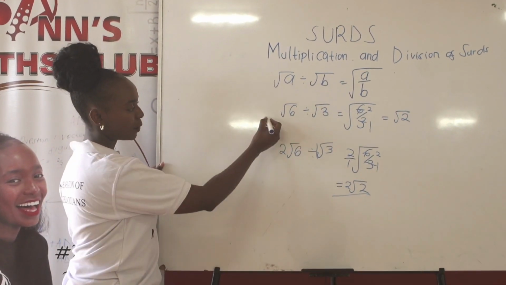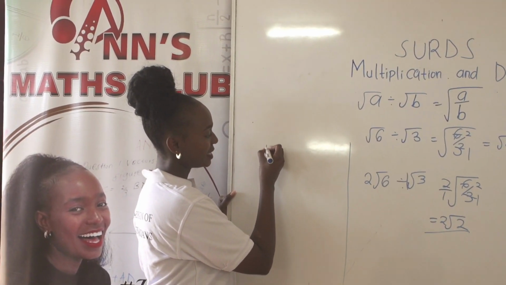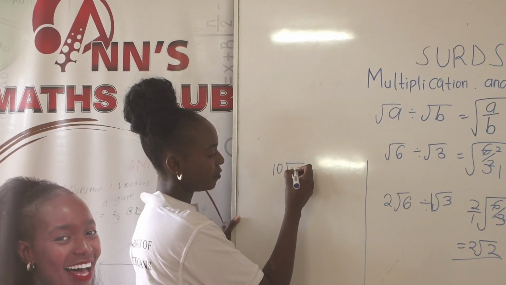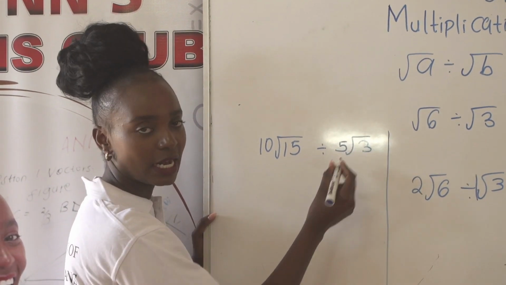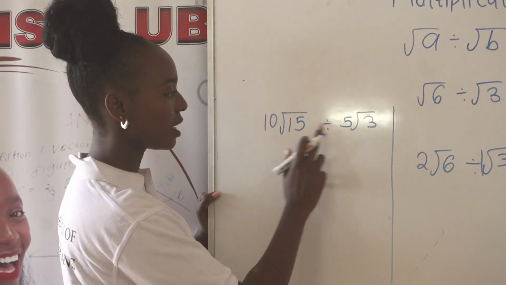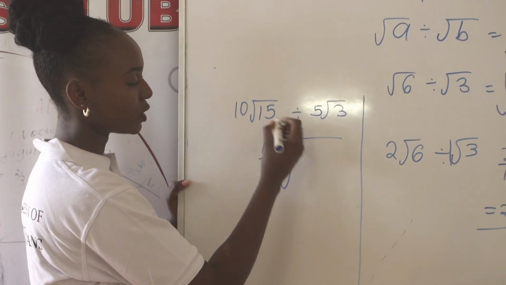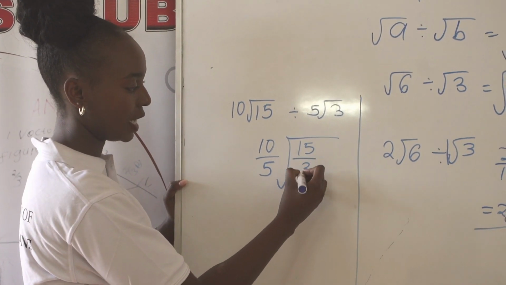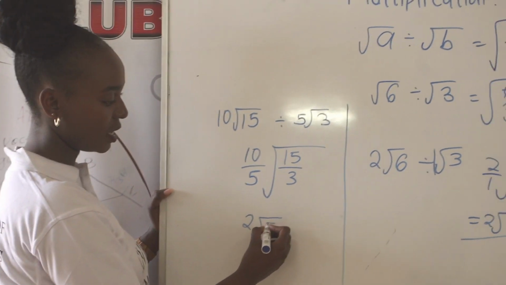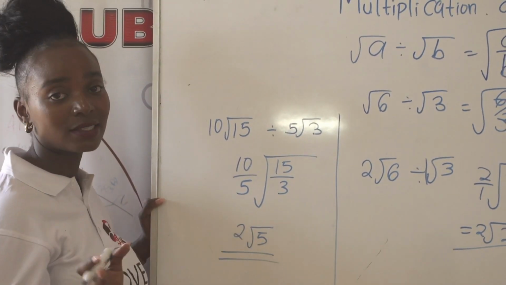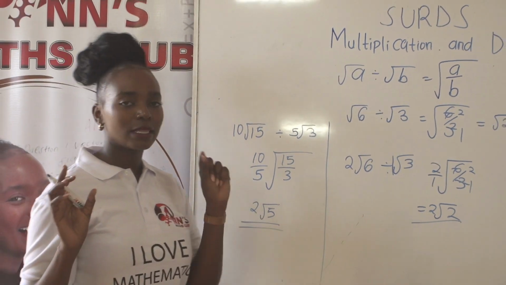I'll take another example. Maybe you have 10 root of 15 divided by 5 root of 3. So again, we take whatever is outside, 10 over 5, then introduce the root sign, whatever is inside, 15 over 3. So this becomes 10 divided by 5, 2, 15 divided by 3, 5. And therefore, your answer becomes 2 root 5. So basically, these are the main key things.